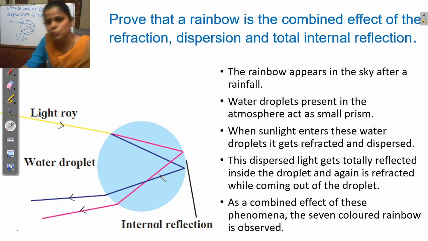So students, the rainbow appears in the sky after rainfall, and water droplets present, just observe this picture, this is a water droplet, and the water droplet present in the atmosphere acts as a small prism, and obviously if this is a water droplet, then inside the water droplet there is the water medium, and outside the droplet the air medium is present.